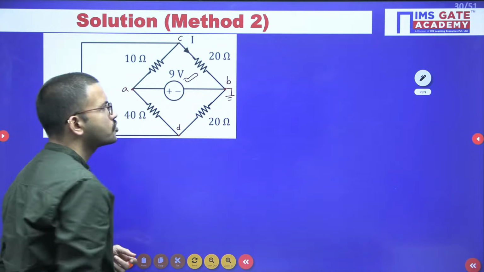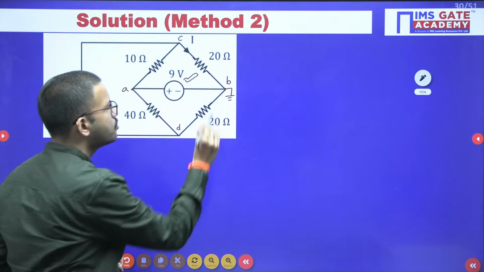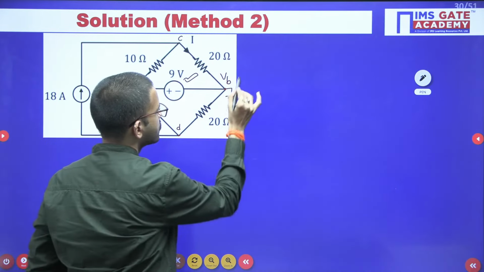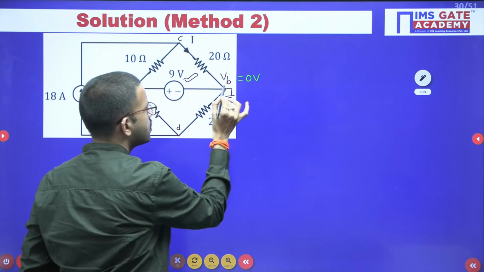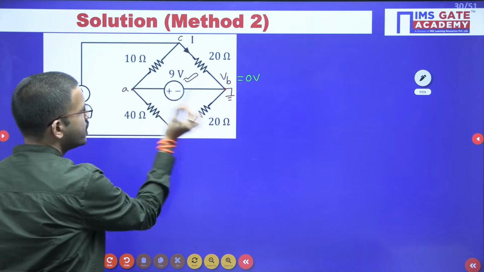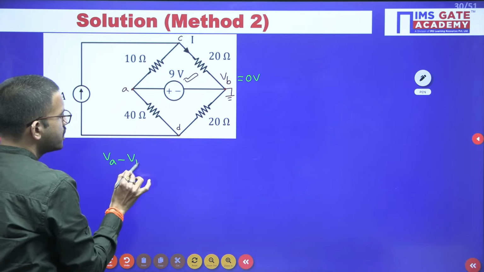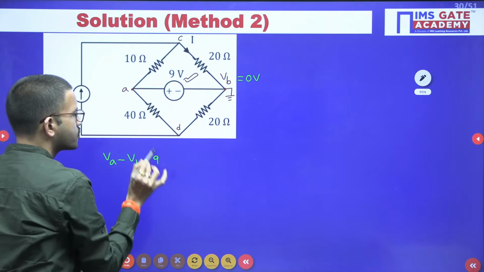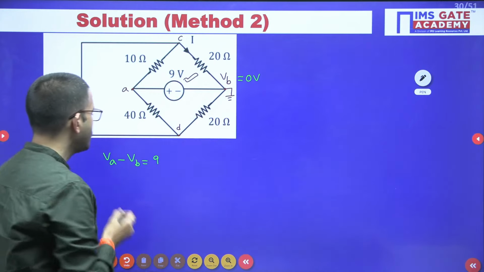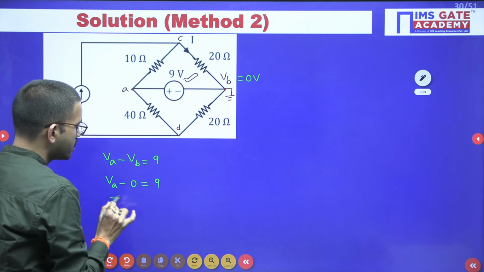But here, for solving the question in an easy manner, better you can choose this node voltage as ground. That means 0 volt. The moment you have chosen the node voltage VB as 0 volts, node voltage at B as 0 volt, that means VA minus VB, according to the given question, you have 9 volts. In this question, I have considered VB as 0 for easy understanding. So the moment VB is 0, VA is nothing but 9 volts.